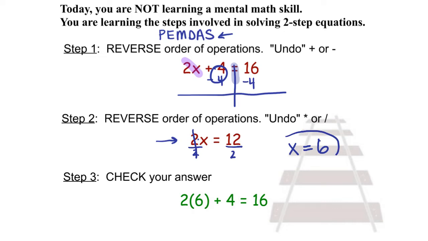Remember, we write that as our complete sentence. And if we substituted that 6 back in to see what that equals, we would end up with 2 times 6, which is 12, plus 4. We have to think, does that equal 16? And it does.